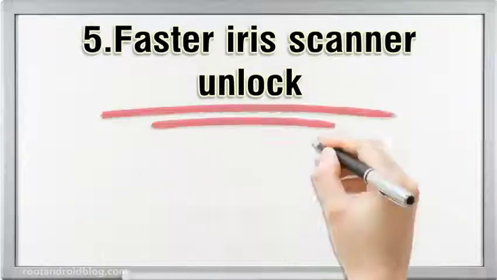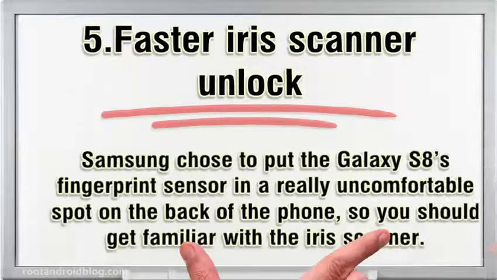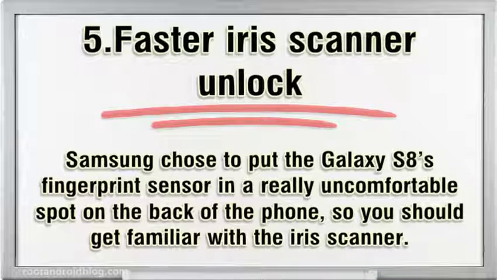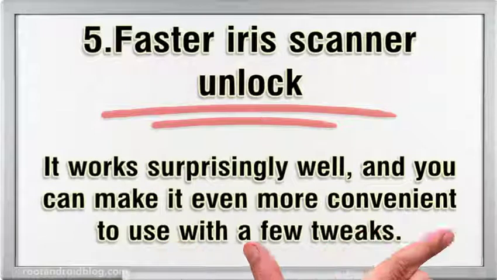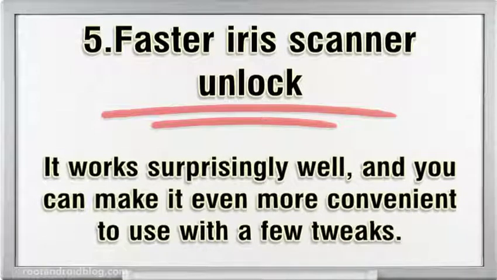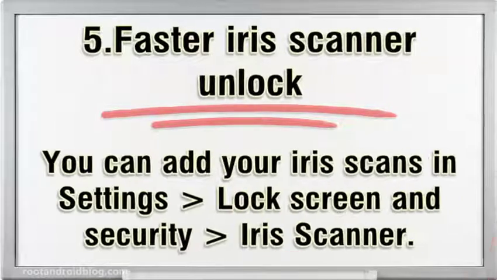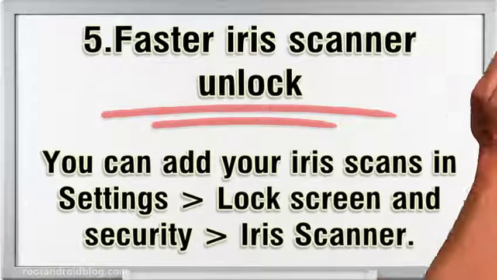5. Faster iris scanner unlock. Samsung chose to put the Galaxy S8's fingerprint sensor in a really uncomfortable spot on the back of the phone, so you should get familiar with the iris scanner. It works surprisingly well, and you can make it even more convenient to use with a few tweaks. You can add your iris scans in settings, lock screen and security, iris scanner.